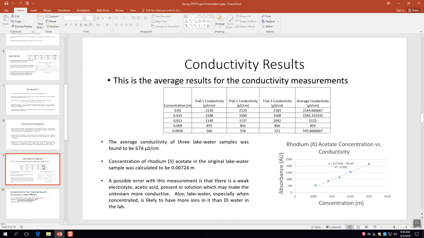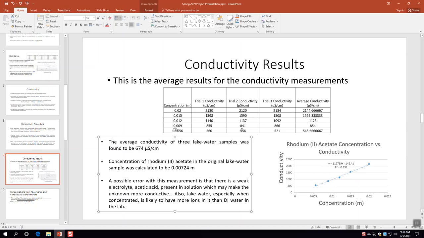So you'll see on our data page here that we have the concentrations of our solutions, as well as the conductivities on trial 1, 2, and 3, and then our average conductivity, which we've graphed versus concentration here on our curve. You'll see we actually have this measure labeled incorrectly. It's actually our conductivity in microsiemens per centimeter.